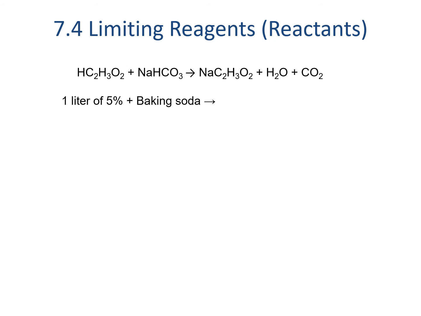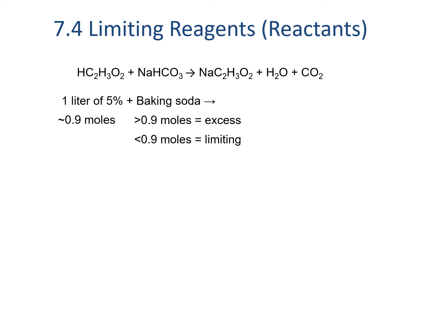We can quantify this by calculating the number of moles for each reactant. So I did the calculation. A liter of 5% acetic acid, which is white vinegar's concentration, is about 0.9 moles of acetic acid. Since baking soda reacts with acetic acid in a 1-to-1 ratio, anything above 0.9 moles of baking soda would be excess, and anything below would be limiting, meaning some vinegar would be left behind.